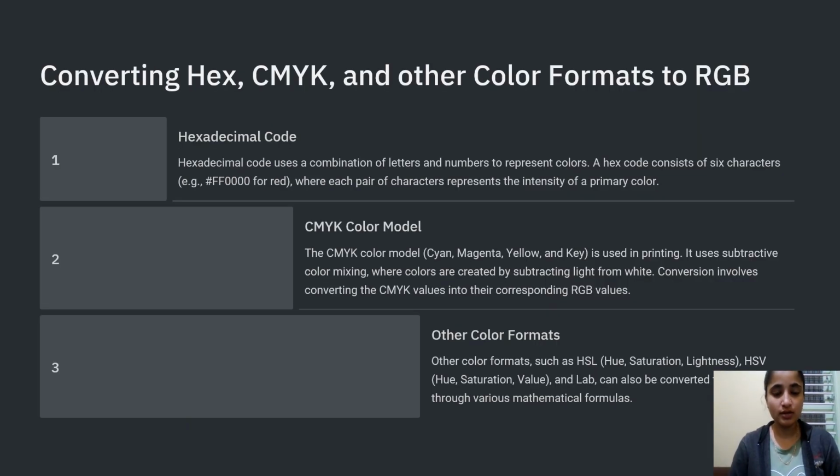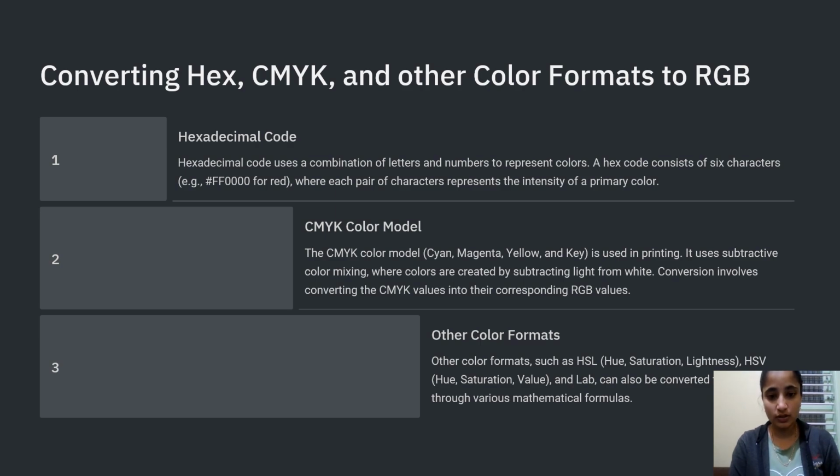Converting hex, CMYK and other color formats to RGB. Hexadecimal code. Hexadecimal code uses a combination of letters and numbers to represent colors. A hex code consists of 6 characters. Example, FF0000 for red, where each pair of characters represents the intensity of a primary color.